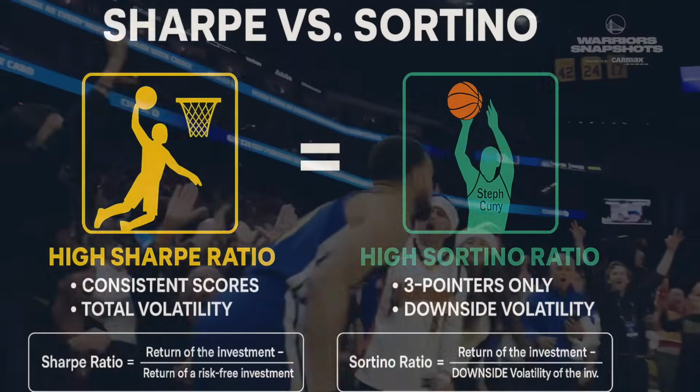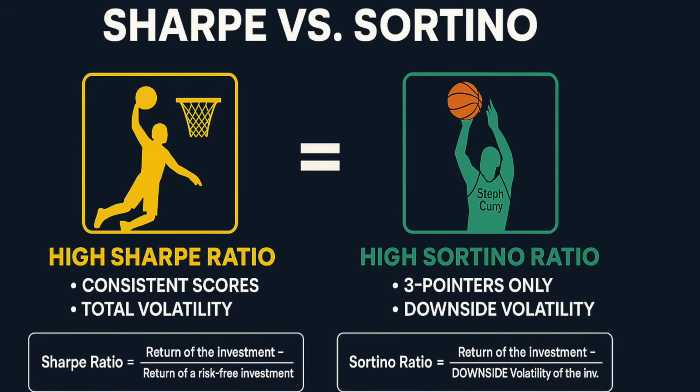Steph Curry, on the other hand, shoots threes. Steph is a high Sortino player strategy because he may only make 50% of his shots, but half of those shots are worth 3 points instead of 2. So he averages 1.5 points per shot attempt.